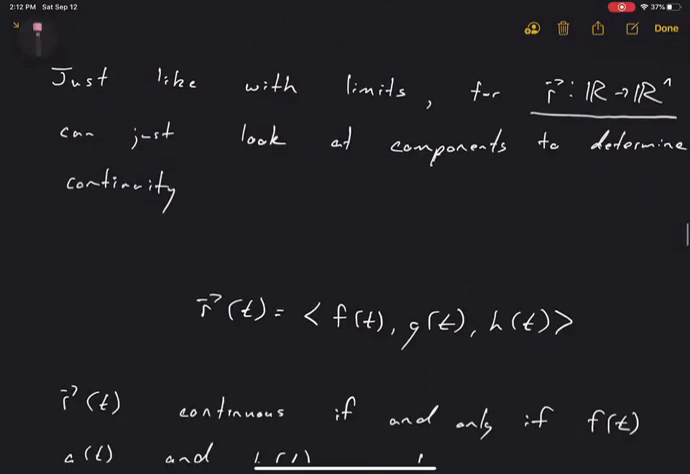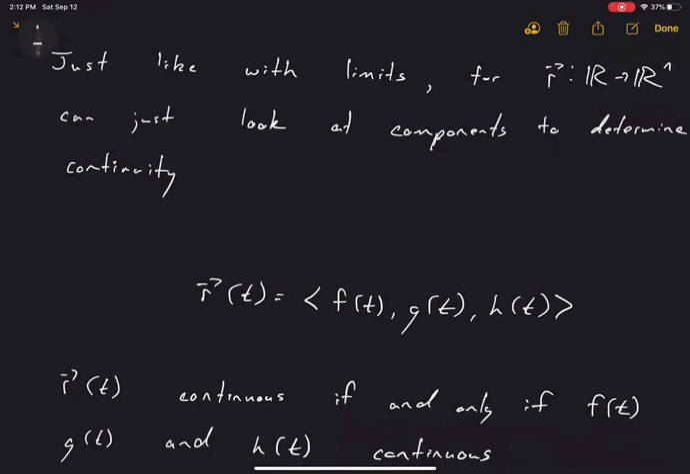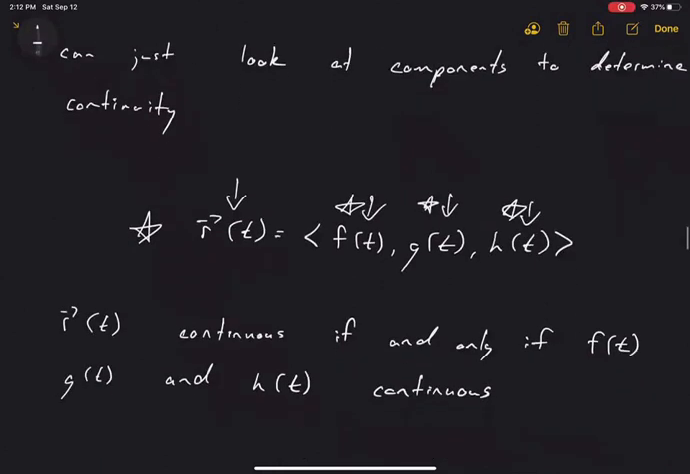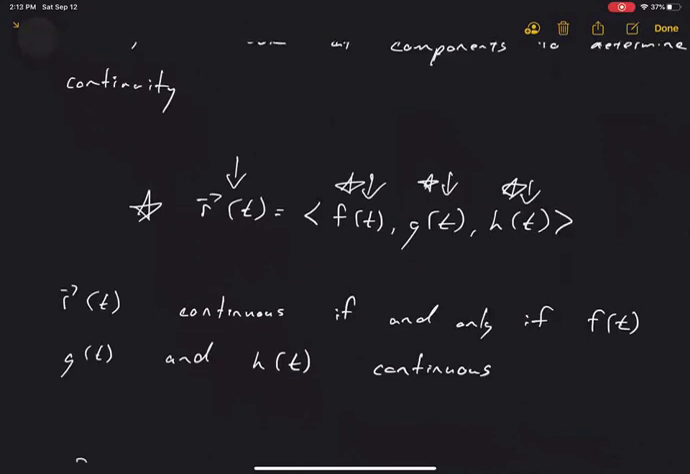So now I'm dealing with this vector valued function from R to Rn, and we're usually going to be working in R3. So maybe I have a function like this, R of t, equal to the vector f of t, g of t, h of t. This vector valued function is going to be continuous if all these components are continuous. And I said if and only if here because that's just a technicality.